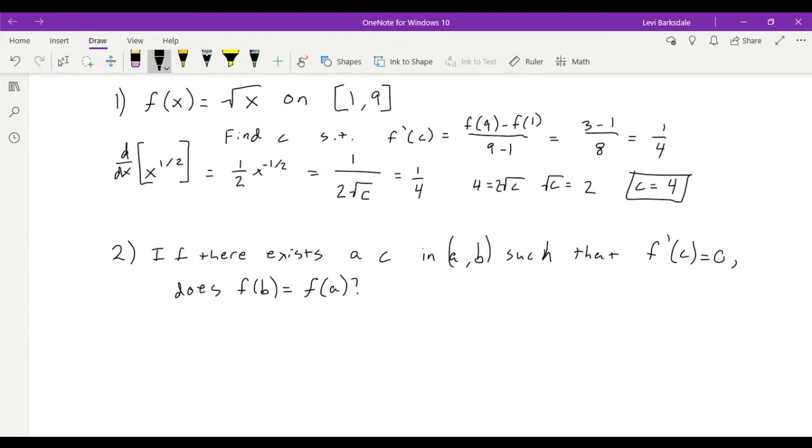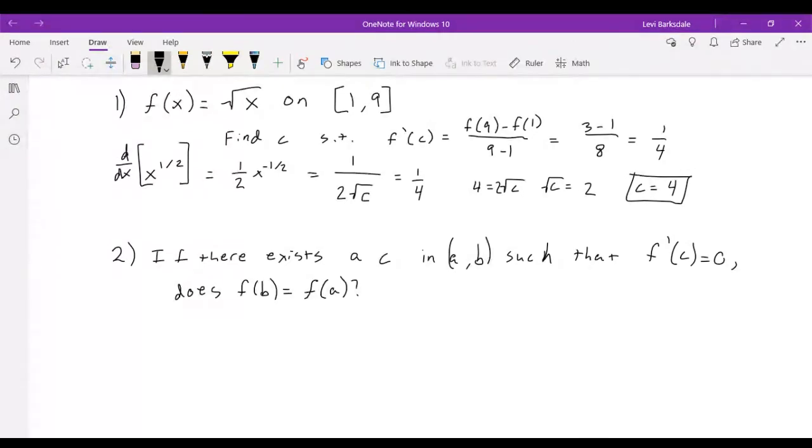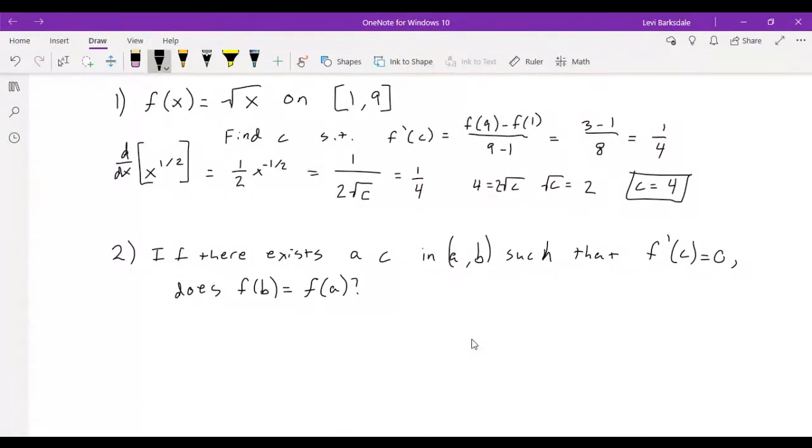So you might want to think about cases that might not make it true. And if we broke it down, you could see that what it's saying is there is a point in our interval where the derivative is equal to 0. So does that mean that our average slope on our interval is 0?